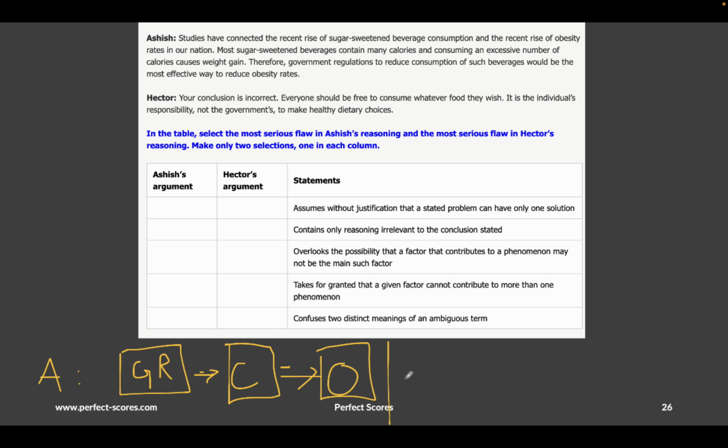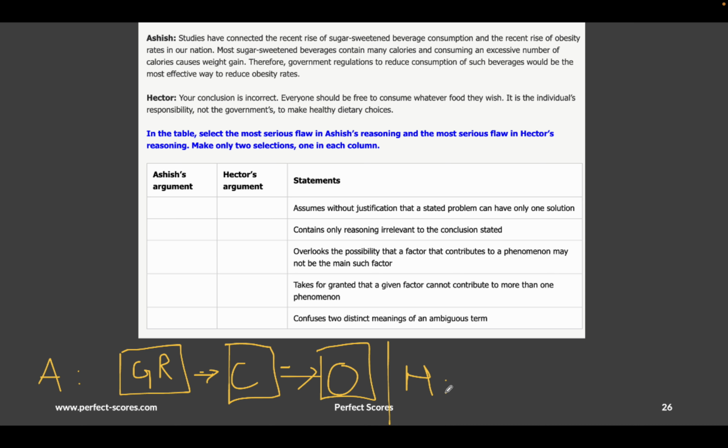Now let's look at what Hector is saying. Hector says this conclusion is incorrect, so he disagrees. He says everyone should be free to consume whatever food they wish. It is the individual's responsibility, not the government's. So he's not really making an argument. He's saying, let people do what they want to do. He's not really concerned about obesity here. So no argument there.